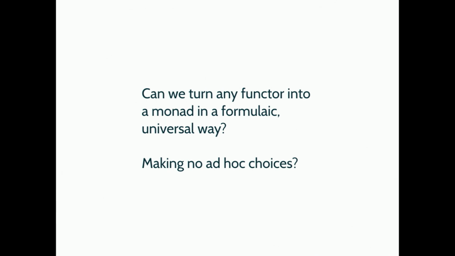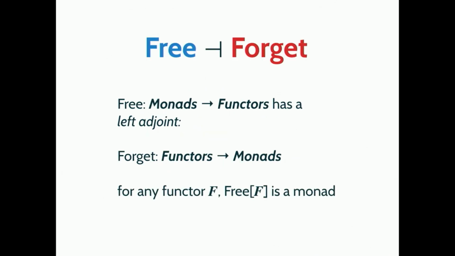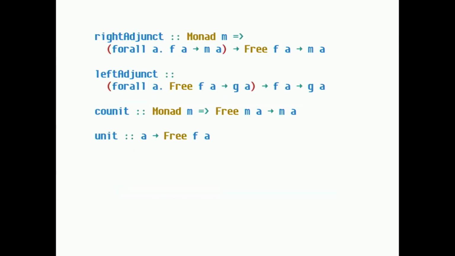Can we turn a functor into a monad? Yes. There's a free functor that takes a functor to a monad, and it's going to be a left adjoint to a forgetful functor that takes a monad to its underlying functor. So for any functor f, free of f is going to be a monad. We just fill in the types in the adjunction and see what we get. We're going to get a counit for a comonad in the category of monads. If we have a free of M of A for some monad, we're going to be able to fold that free into an M of A.